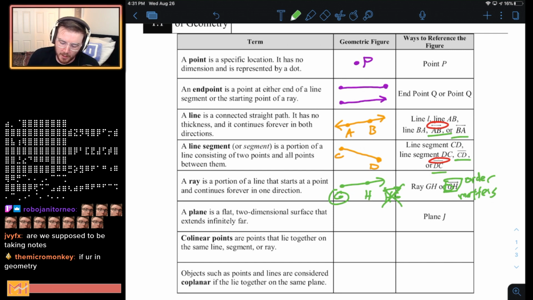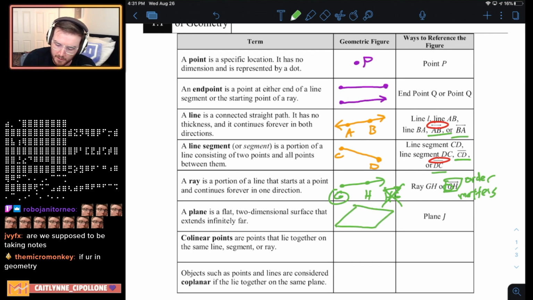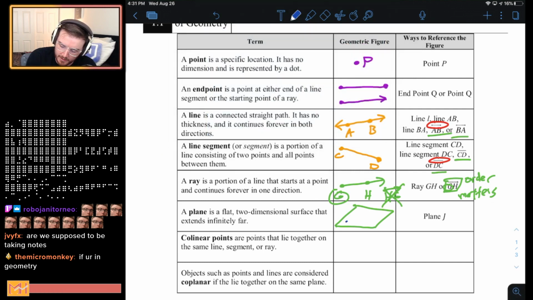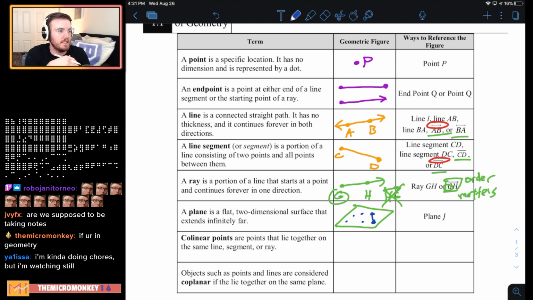So a plane is a flat two-dimensional surface that extends infinitely far. So here's this two-dimensional surface, right? And then I can place objects on this surface, right? I can put a segment on the surface, right? A piece of paper is a plane, right? So it's this plane that everything exists on.